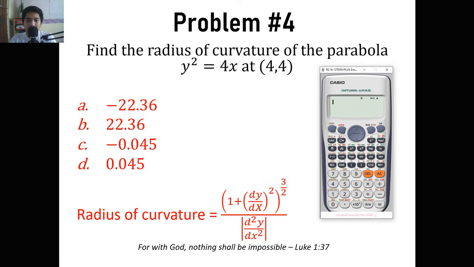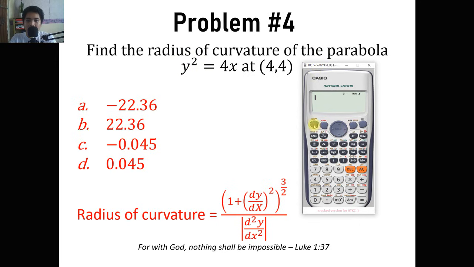So the very first thing we're going to do, if the equation is not purely in terms of y, because we need to differentiate y only with respect to x. So we're going to express this y squared equals 4x purely in terms of y. So to do that, we take the square root of both sides, so that the left side of the equation becomes y, and we have the square root of 4x. Okay? So it's important that this left side of the equation must be purely expressed in terms of y only. Since it has a y squared, we take the square root of both sides.